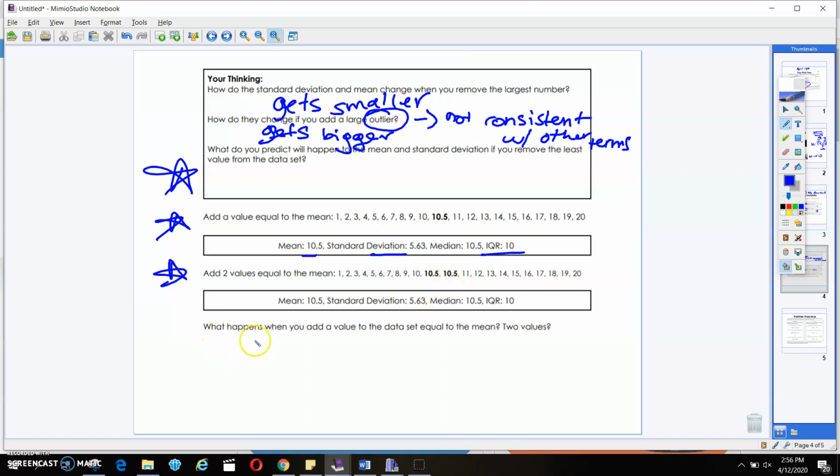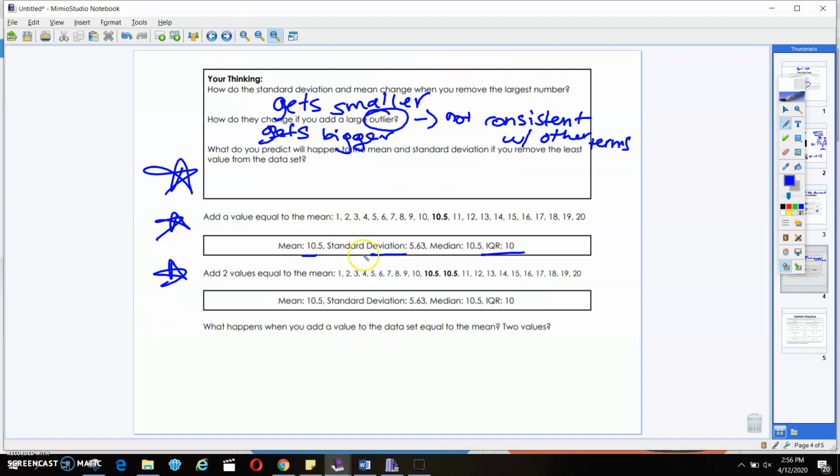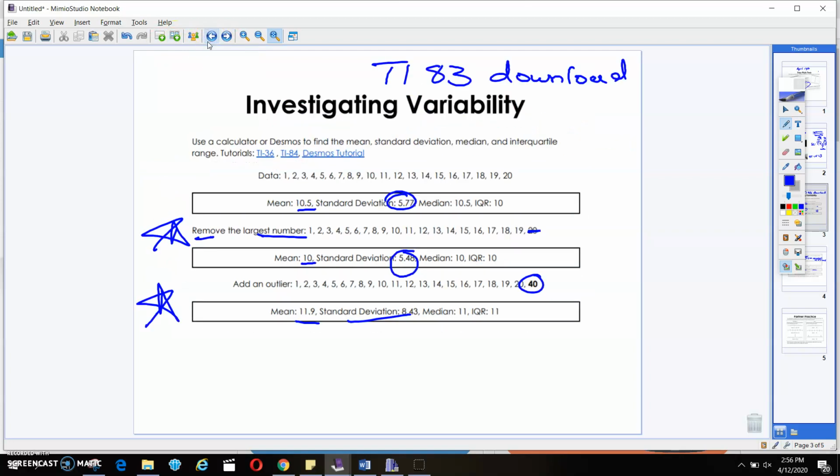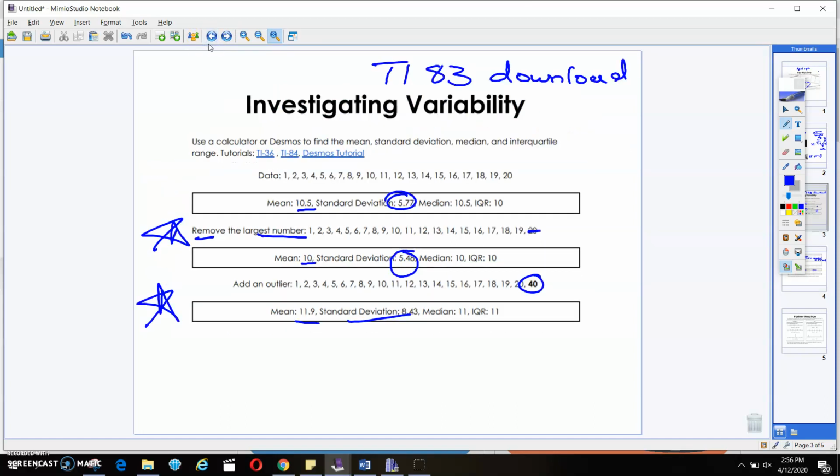So we're going to answer this question. What happens when you add a value to the data set equal to the mean, or two values? Okay, so let's look. We went from the original, 10.5 and 5.77. Well, our mean stayed the same. But what happened to our standard deviation? Well, it went down, right? Okay. Let's look at our median. Still stayed the same because we're comparing it to this original. This is the OG of this data set.